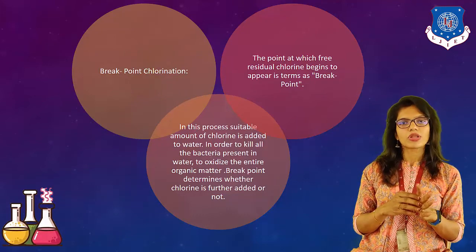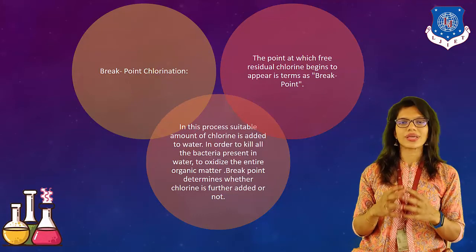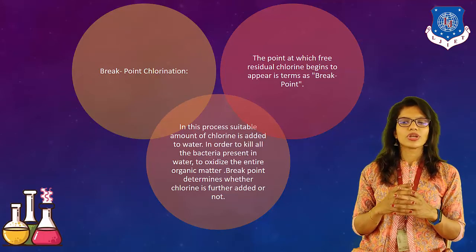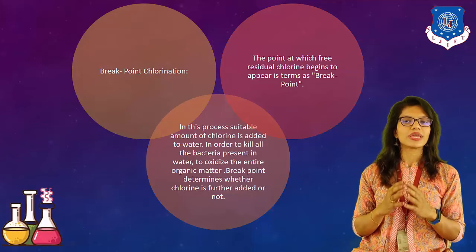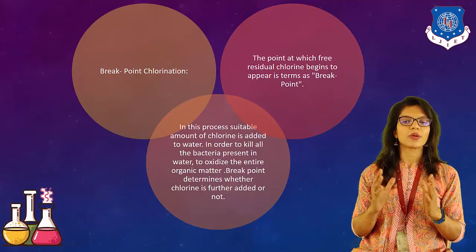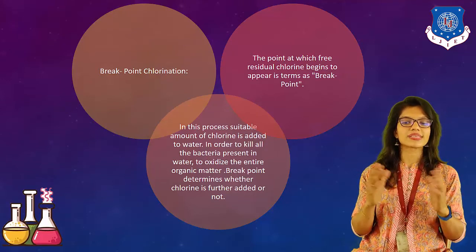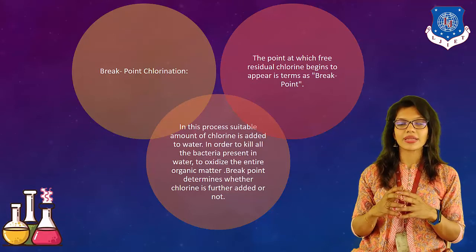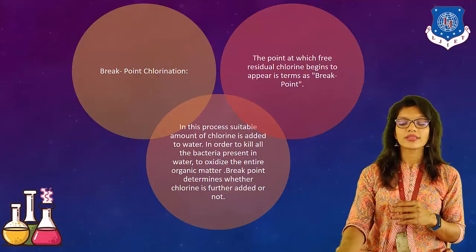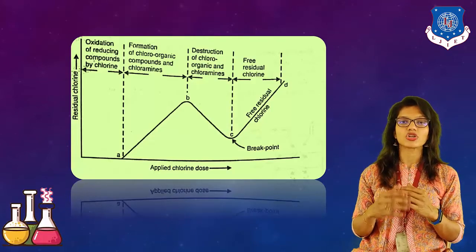Now, depending upon this, we have another technique which is known as breakpoint chlorination. Breakpoint chlorination is the point at which free residual chlorine begins to appear. In this process, a suitable amount of chlorine is added to the water to kill the bacteria and the organic matter. Actually, this gives us the idea of where we have to stop the addition of chlorine.